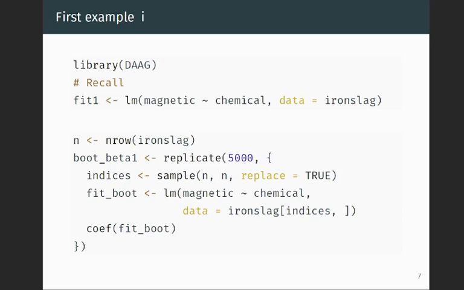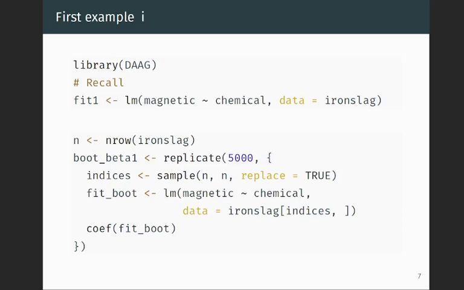Remember, we want to resample the rows, so we're resampling the indices effectively. We use sample of n, replace equals true. And then we're using fit boot, which is lm of magnetic tilde chemical. So the same equation. The only thing that changes is the data set, so we have data equals ironslag[indices, ].